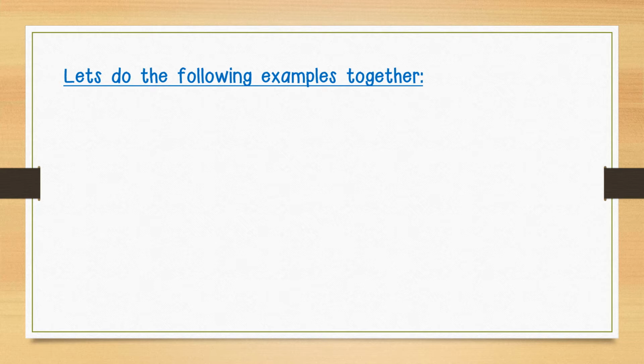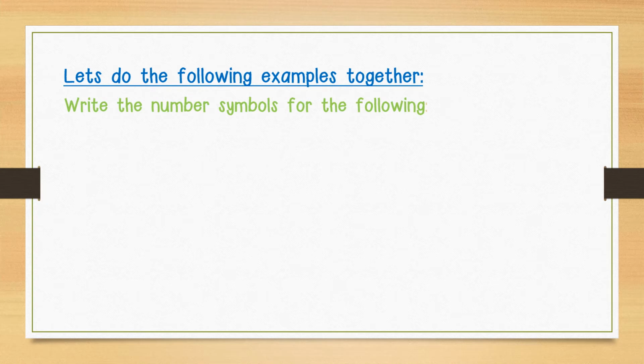Now let's look at some examples. When we are writing the number symbols for each of the following, we need to read carefully and understand what we are reading in order to write the correct number symbol. So let's see if we can do this together.